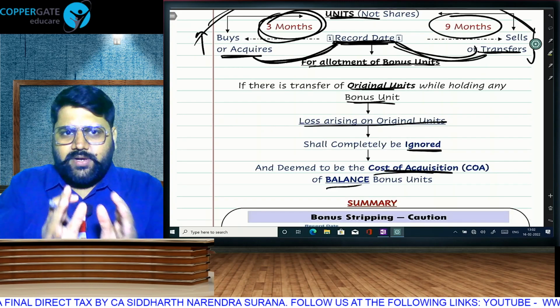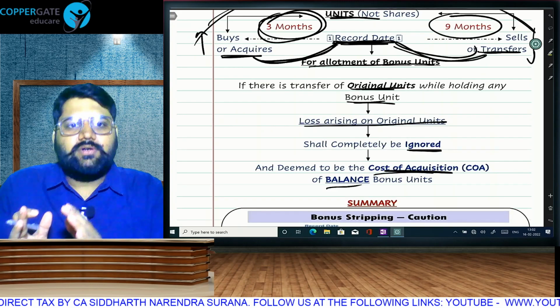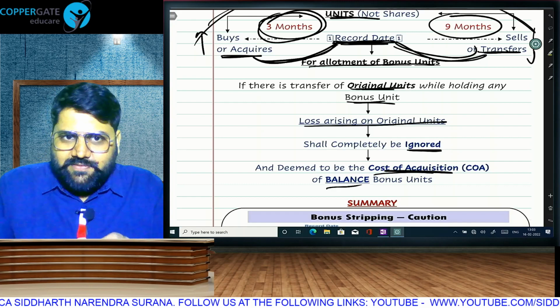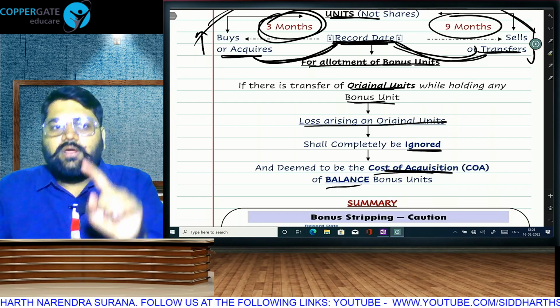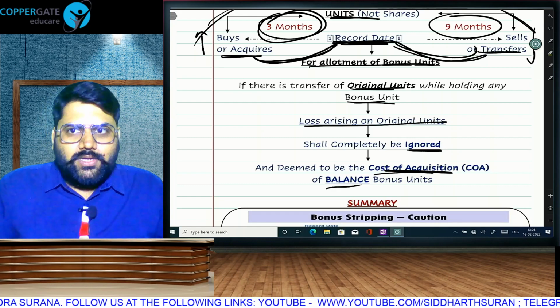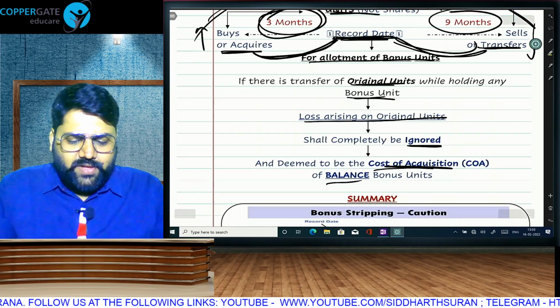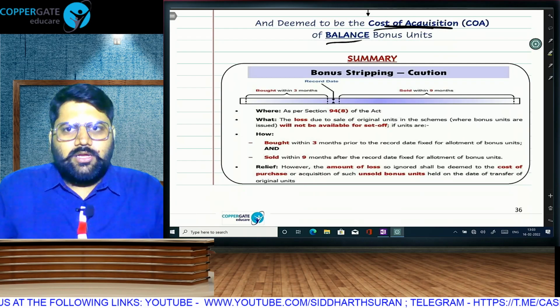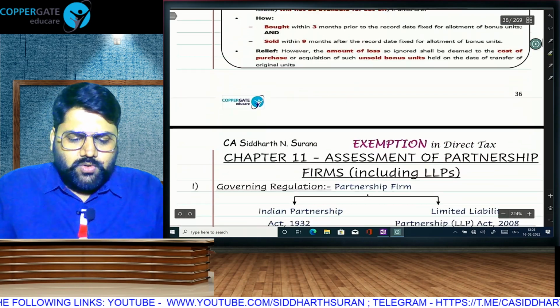So original units purchased within 3 months prior to the record date, sold within 9 months after the record date. On the original units there will be a loss, that loss will be ignored, and that loss will be made the cost of acquisition of the bonus units that are remaining with you. Very small chapter summarized over here also in the form of a picture. So that was your chapter number 10, bonus stripping.